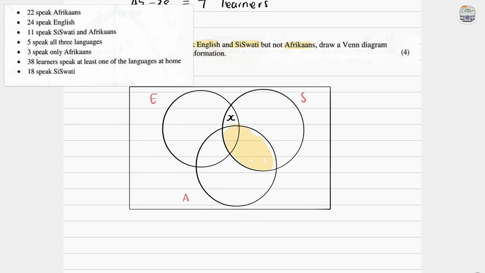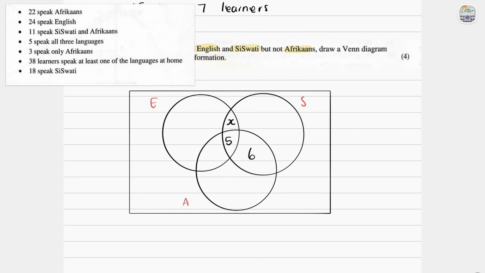Because we don't have that middle intersection, we'll have to hold off on that and see, did they give us information about the middle? Well, they did. They told us that 5 speak all 3 languages, so that's what goes in the middle. Now that we know a total of 11 learners speak Siswati and Afrikaans, this must add up to 11. There's already 5 here, so what is left? It would be 6. So 5 plus 6 makes up the total of 11 learners they were referring to.